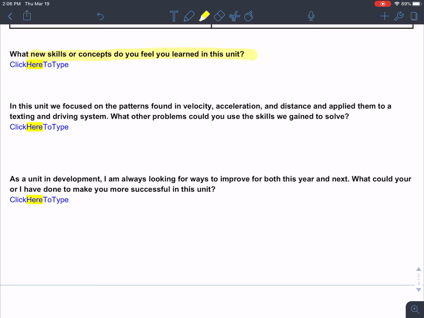In this unit, we focused on patterns found in velocity, acceleration, and distance, and applied them to a texting and driving system. What other problems could we use the skills we gained to solve? So think about it, we learned how to calculate motion. We also learned these coding skills for spreadsheets and Excel. Besides the texting and driving scenario, could you solve any other problems using these skills?